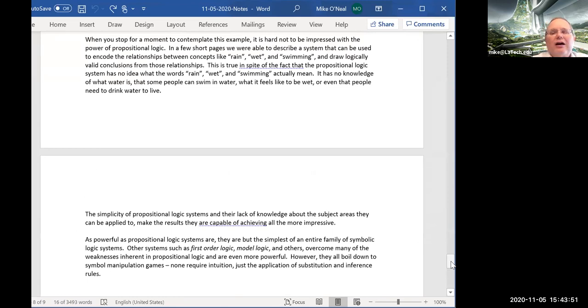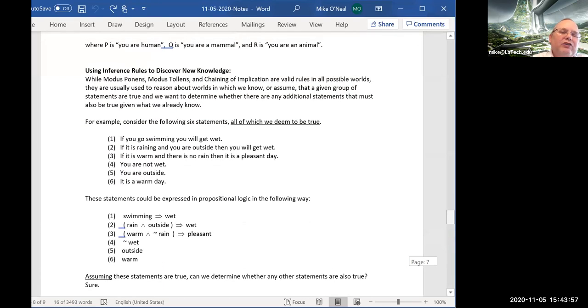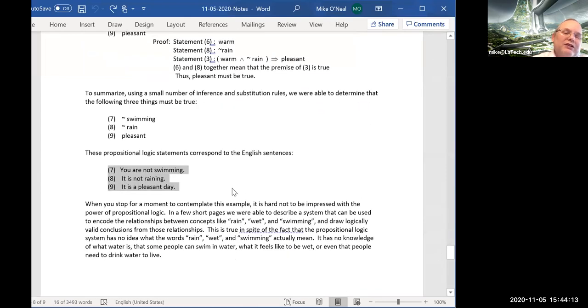We have reasoned about a pleasant day outside, and have come up with 3 additional pieces of information that are all logically consistent. No human would argue with you that, given what I gave you before, it isn't true that you're not swimming, it's not raining, and it's a pleasant day.